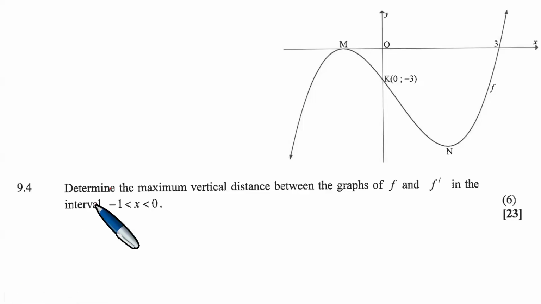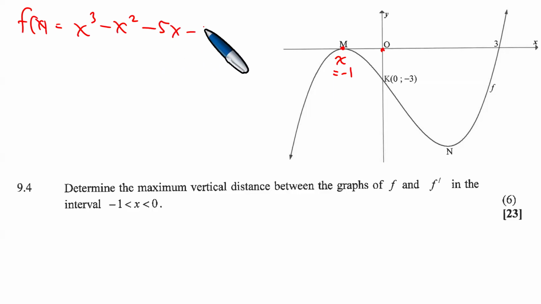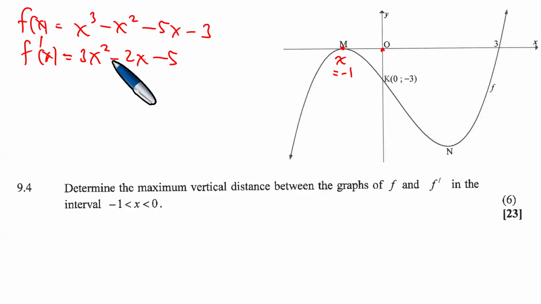9.4, we're asked to determine the maximum vertical distance between the graphs of f and f prime in the interval between -1 and 0. So x is -1 here and 0 here. Determine the maximum vertical distance between the two graphs. We have f of x, which is x cubed minus x squared minus 5x minus 3, and then the derivative, 3x squared minus 2x minus 5.